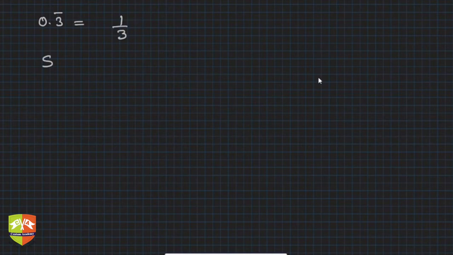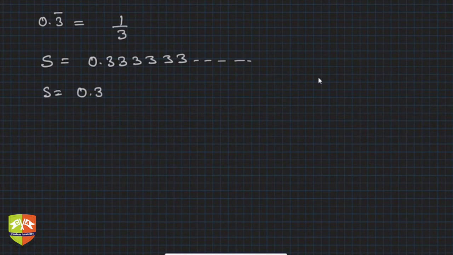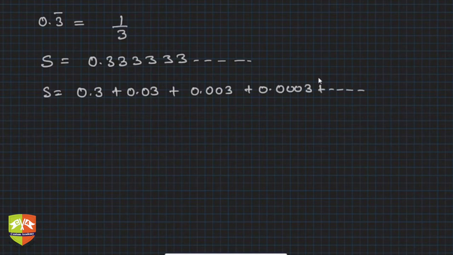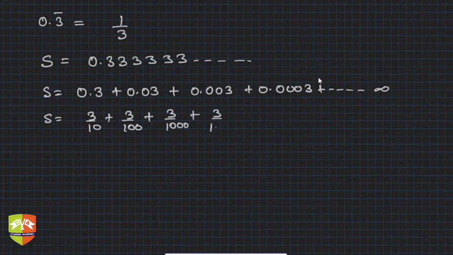Now, let us say S is equal to 0.333333. This is the thing. Can I write this as S equals 0.3 plus 0.03 plus 0.003 plus 0.0003 and so forth? Right? I can write that as 3 upon 10 plus 3 upon 100 plus 3 upon 1000 plus 3 upon 10,000 plus so on and so forth till infinity.